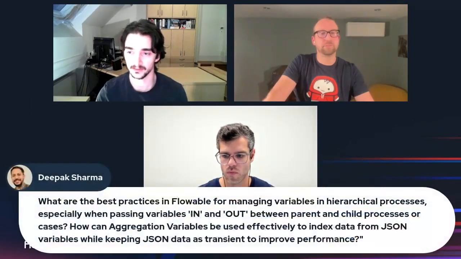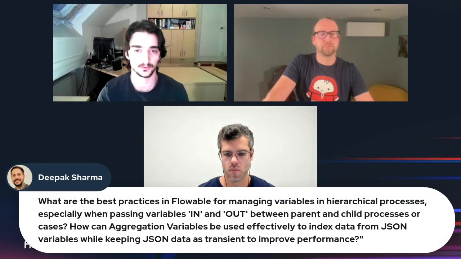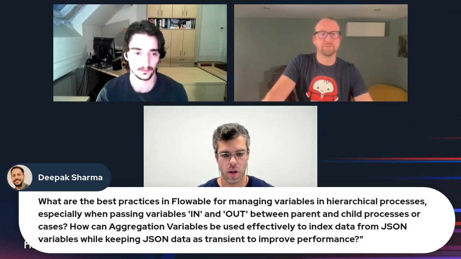Okay, cool. Then Deepak had some questions about variables and best practices when you have a process with multiple hierarchies and in and out parameters between parent and child processes. In the case of big JSON variables, how should they aggregate those variables to keep them as transient as possible to improve performance? Do you want to take the question, Filip? Yeah, I can take this one.